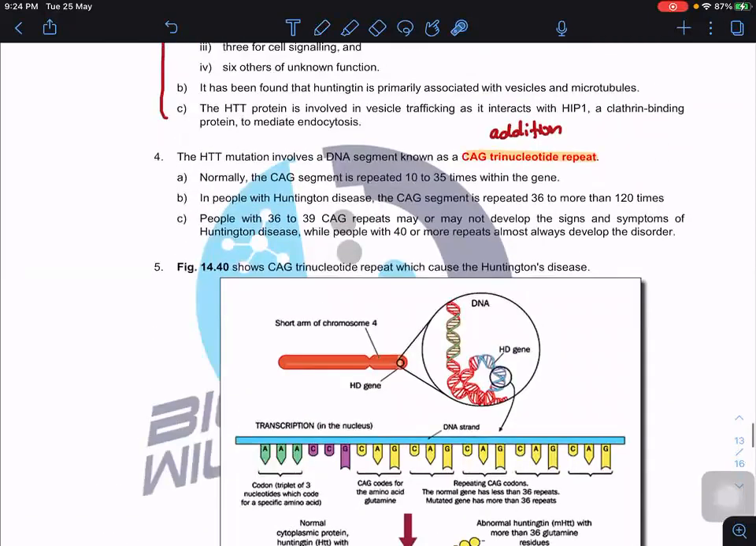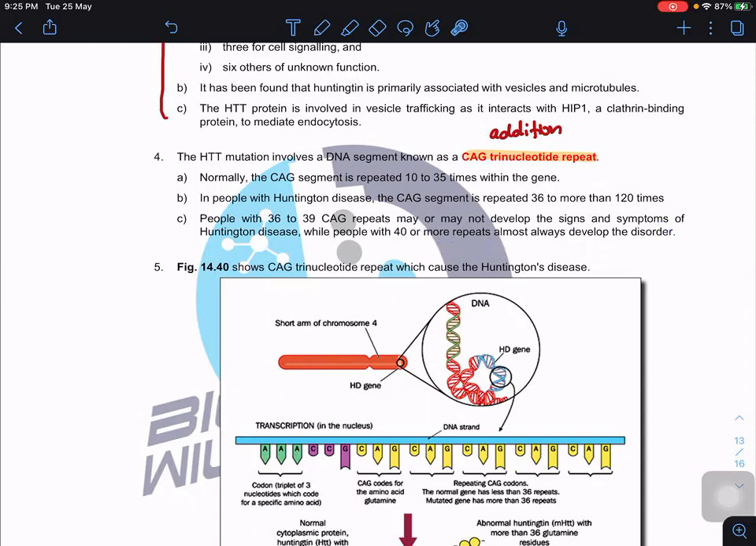Normally, the CAG segment is repeated 10 to 35 times within the gene. You can see that in this Huntington gene, we have about 10 to 35 times. A person with Huntington disease will normally have more than 36 repeats, up to more than 120 times. People with 36 to 39 CAG repeats may or may not develop signs and symptoms, so it's not severe. They have the Huntington disease but don't show severe symptoms, and may still survive well. But people with 40 or more repeats will always develop the disorder.